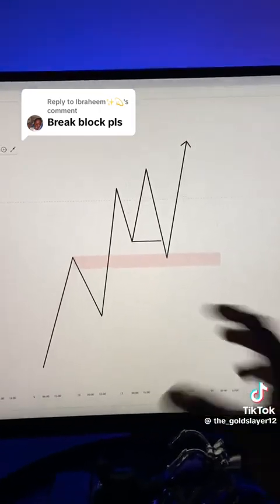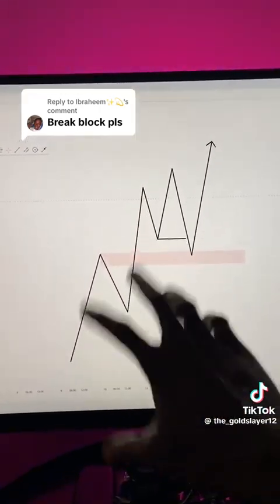Yeah, so this guy said I should teach you guys how to draw a breaker block. So let's get straight to the chart. Let me do that for you. So first of all, this is how a breaker block entry model structure looks like.